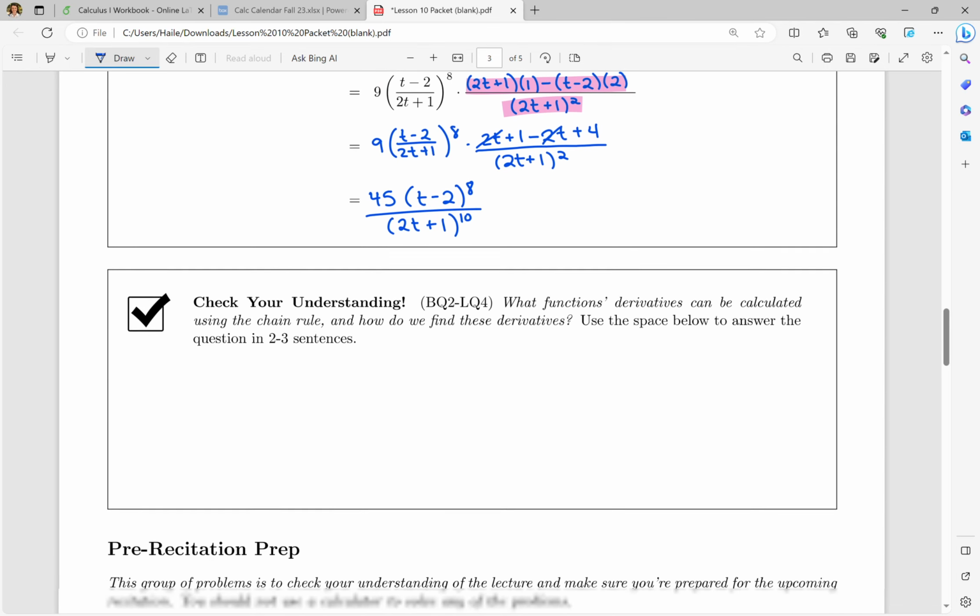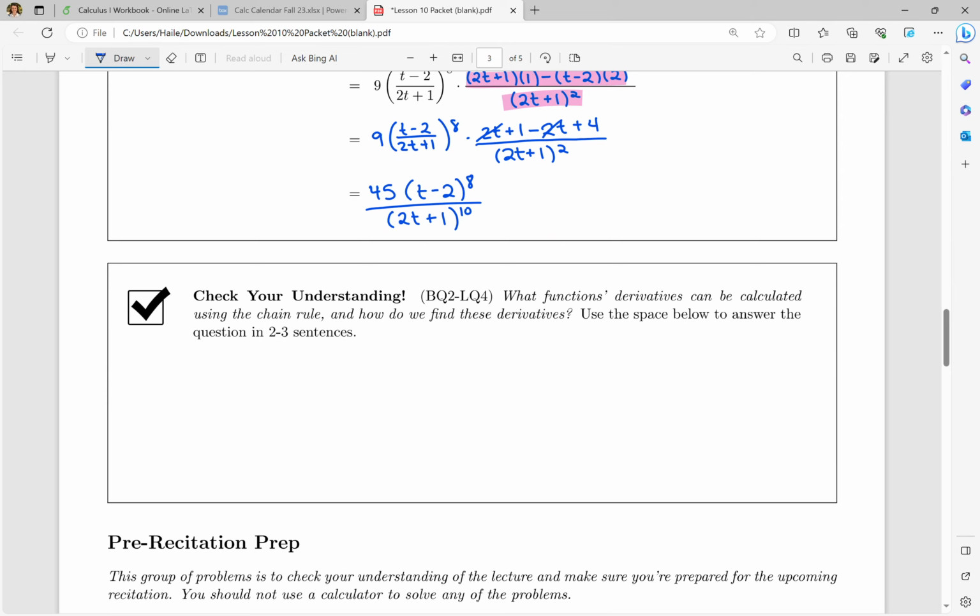All right, so that's the lesson on the chain rule. Just remember to check your understanding before moving on to the pre-recitation prep and the homework.